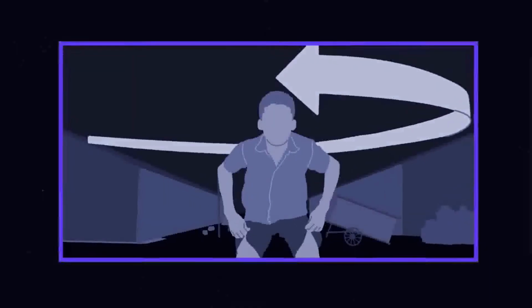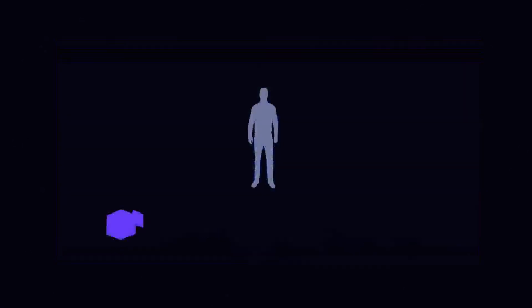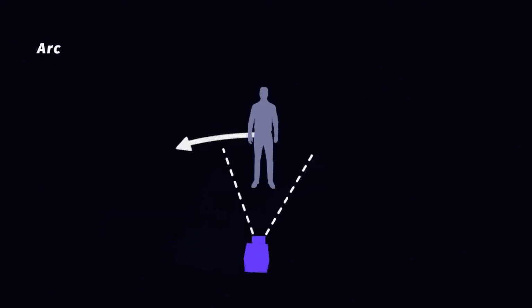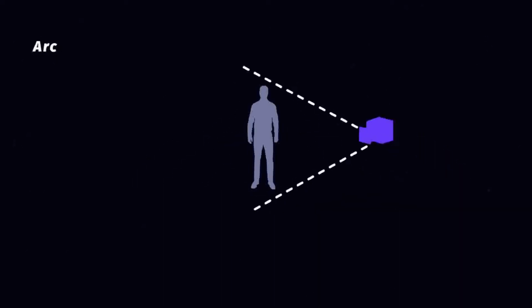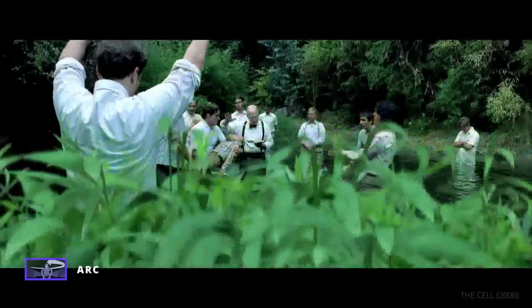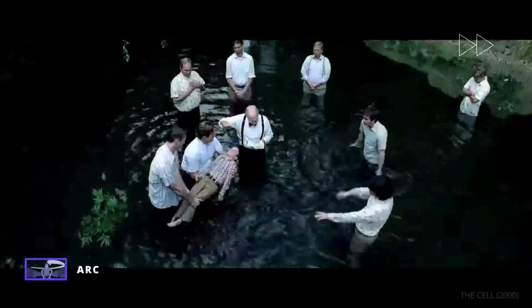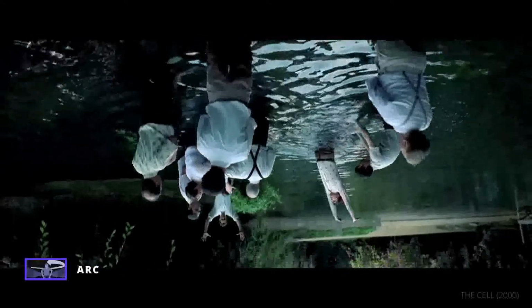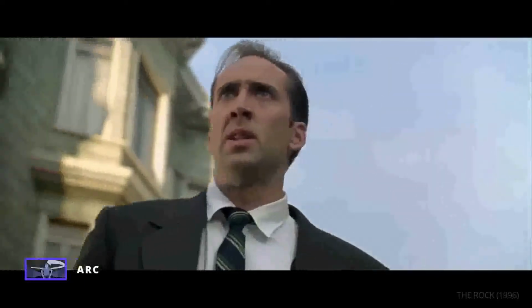The arc shot. The arc shot is a camera movement that orbits around a subject. This orbit is typically a horizontal arc, but it can also be vertical. Arc shots add dynamic movement when characters may be standing completely still.